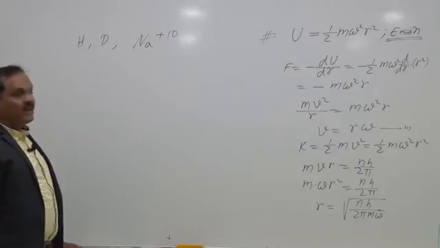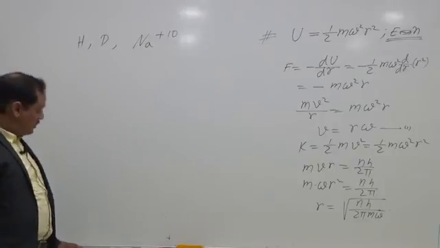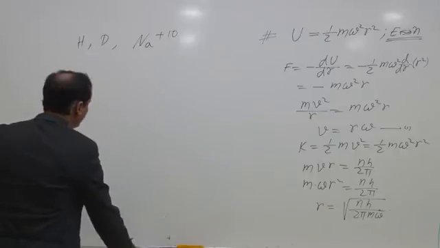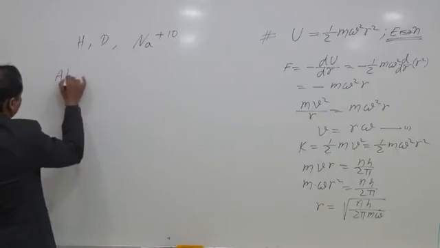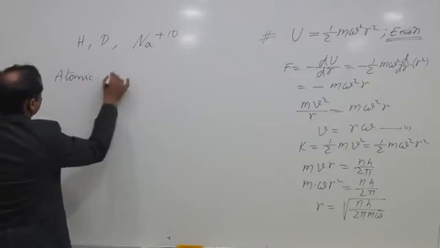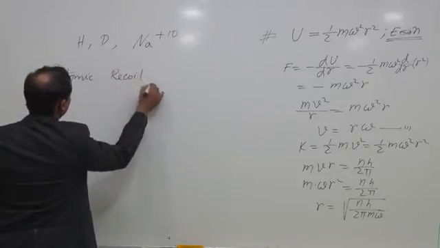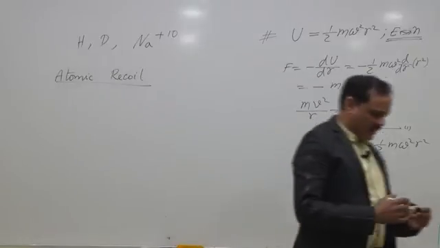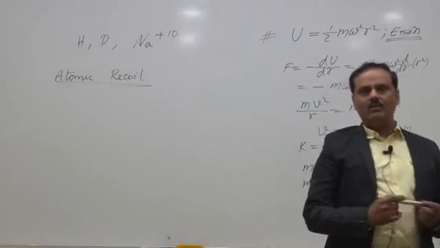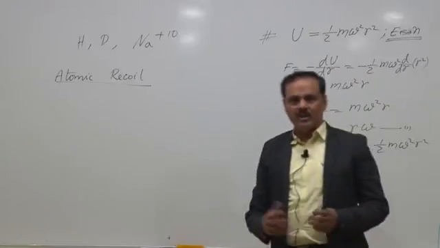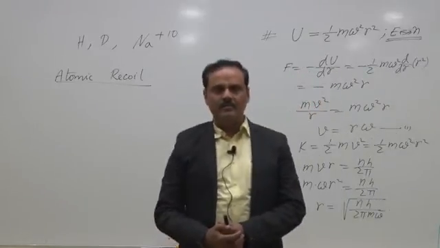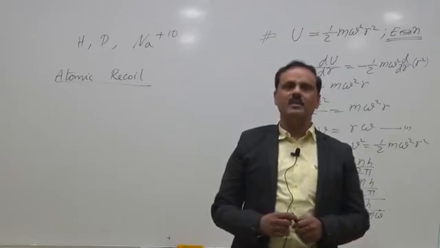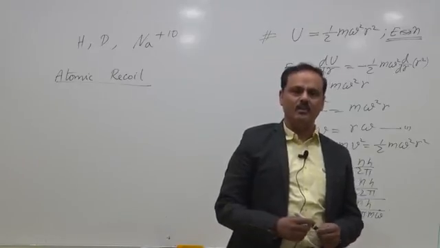Now next we will be getting atomic collision. In atomic collision, first we will be getting atomic recoil. What is recoil? You already know that when we fire a bullet from a gun, the gun experiences a back thrust. That back thrust is called recoil. And this happens because of conservation of linear momentum.